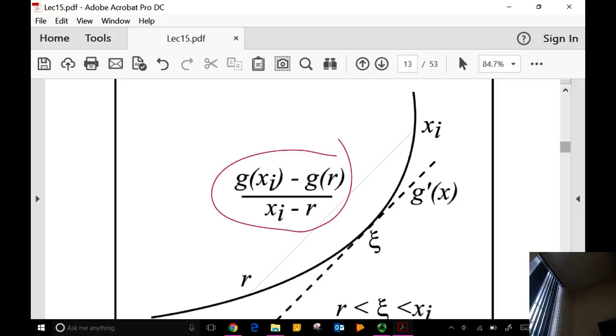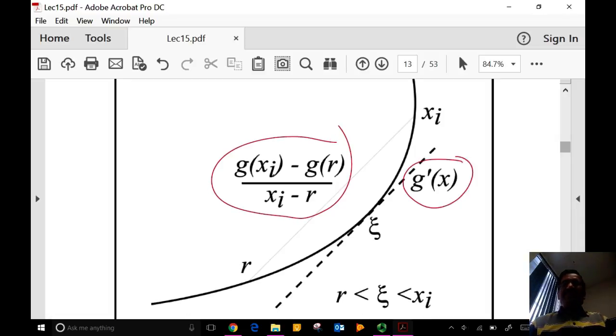If I have a function like this, g, this is nothing but the slope of a curve between two points x_i and r. But if the function is continuous, I know that there is a tangent to it with the same slope somewhere between r and x_i. I don't know exactly where. So what this tells me is that it is the slope of g, that is g prime, in the neighborhood of r that's going to determine whether the errors are going to decrease or increase.